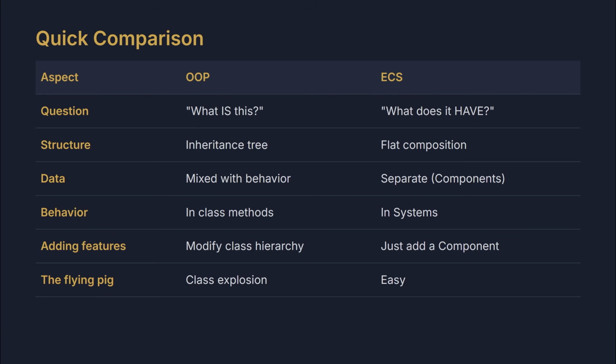So if we compare ECS to object-oriented programming, we don't ask, what is this? We ask, what does it have? We don't have an inheritance tree, we have flat composition. We don't have data mixed with behavior, we have data separate as components, and our behavior is not in class methods, it's in systems. If we want to add features, we just add a component, and the flying pig is easy.